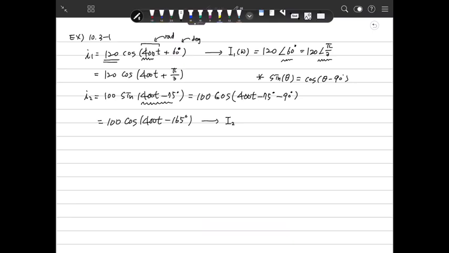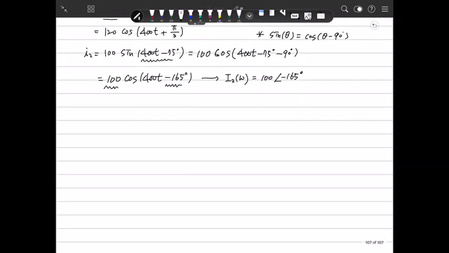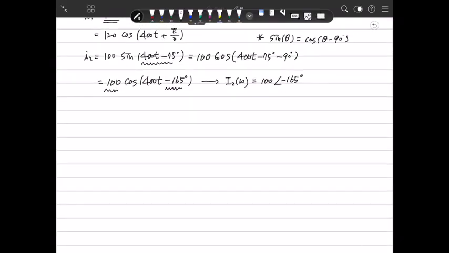The capital letter I2 has magnitude 100 and phase angle minus 165 degrees. So this is the expression of a phasor. Because a phasor is in complex number form, we can express it in the complex plane here. So what is that?